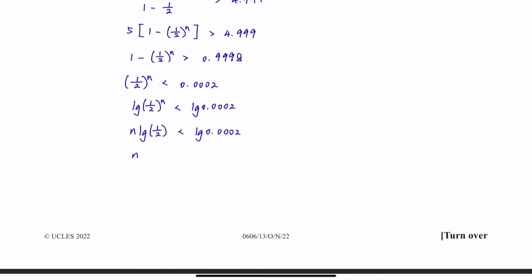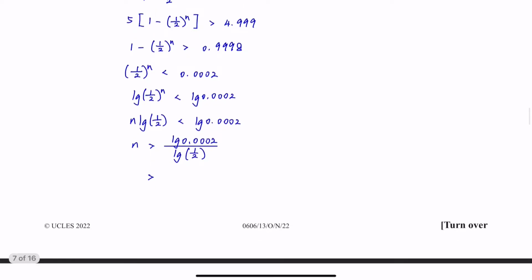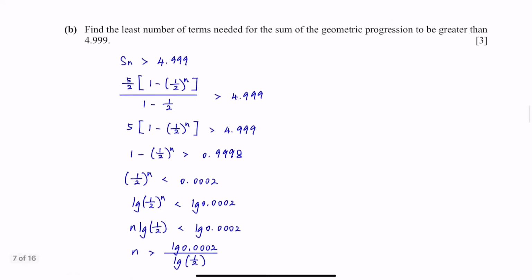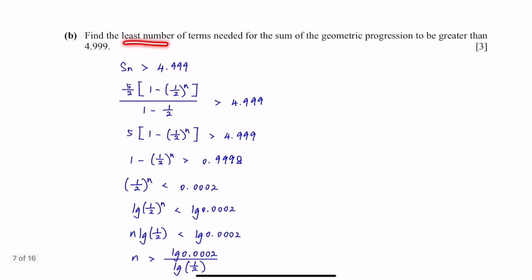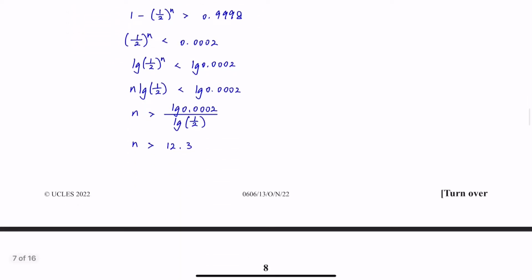So n would be more than log 0.0002 over log half. And this would be 12.3 corrected to 3 significant figures. So now we know that n is more than 12.3. So the least number of terms needed for it to be greater than 4.999 should be 13.